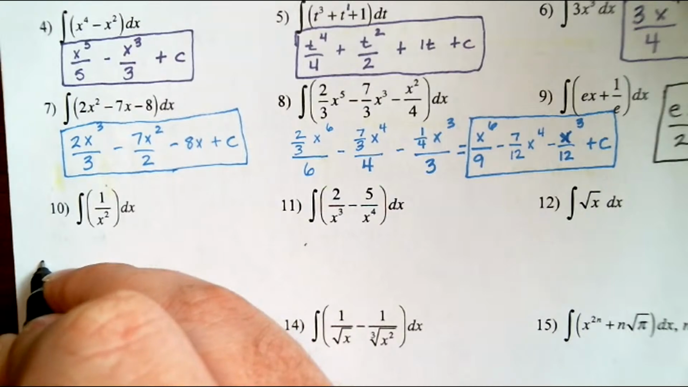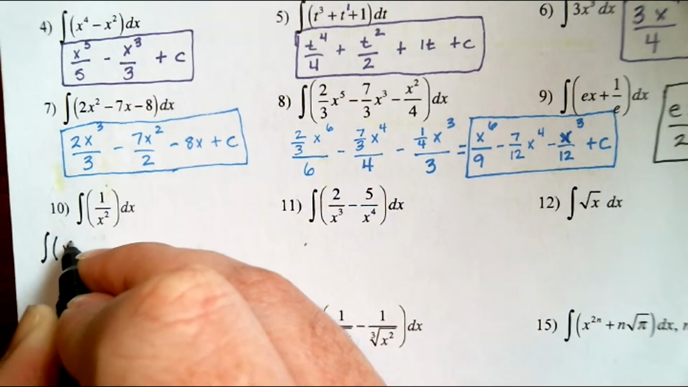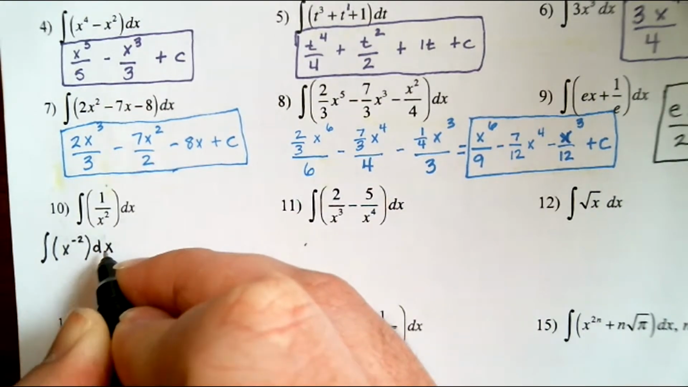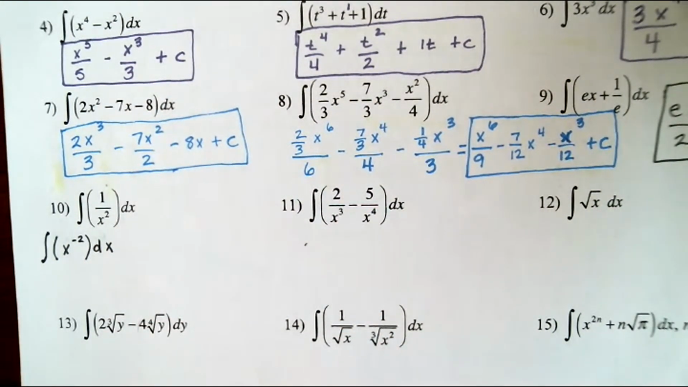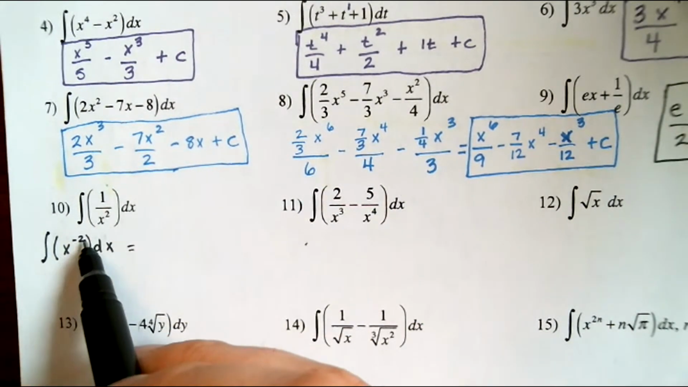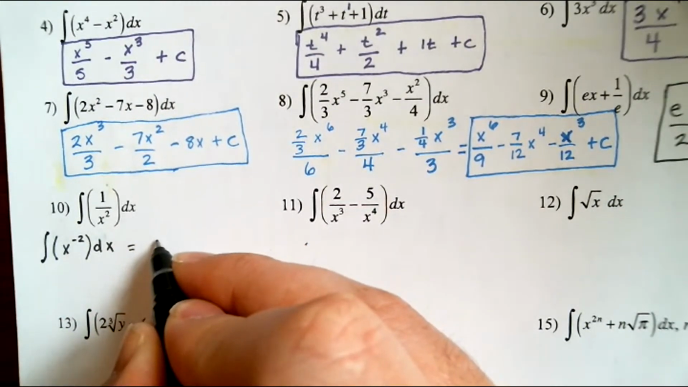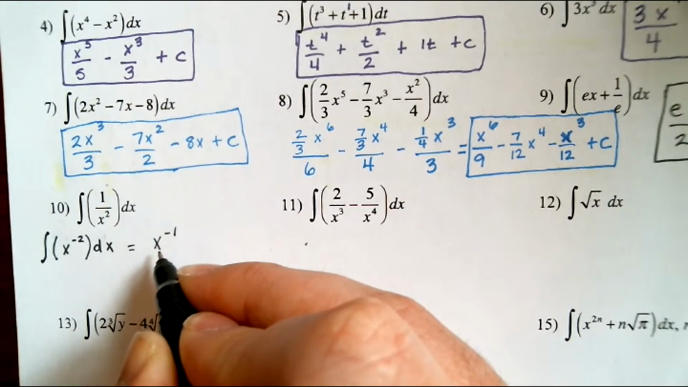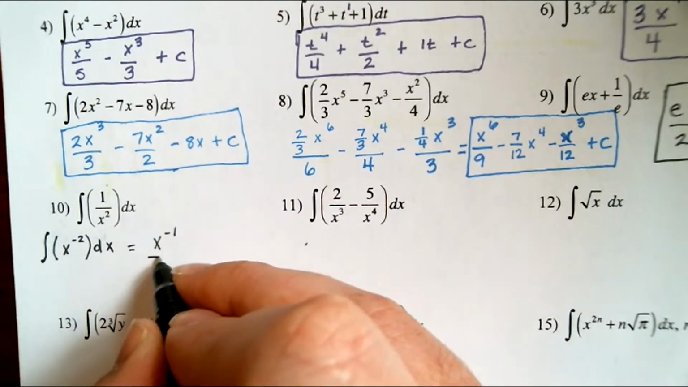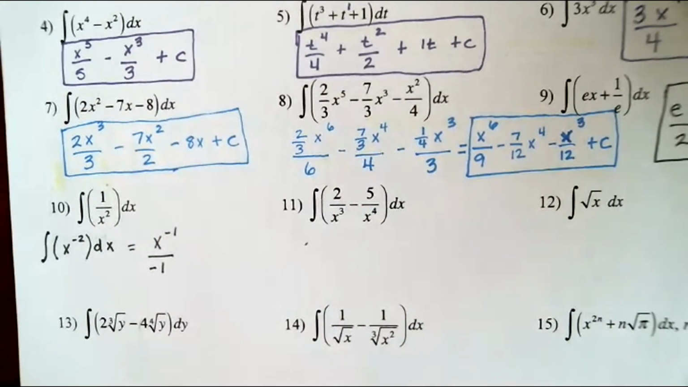So we would say our integral symbol, x to the negative 2 dx. So we basically just rewrote it. And then that would go to, again, you add 1 to the exponent. So negative 2 plus 1 would be x to the negative 1. And then we would put that over negative 1. The exponent and your denominator will be the same.